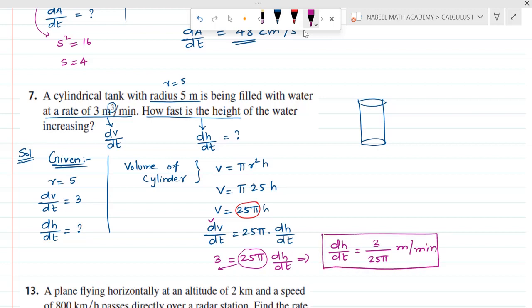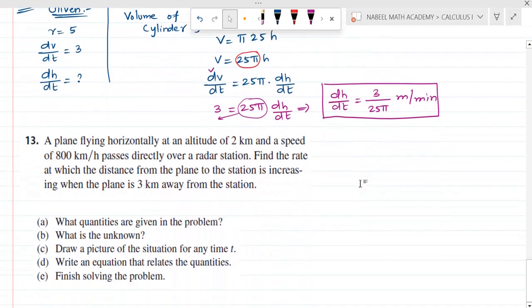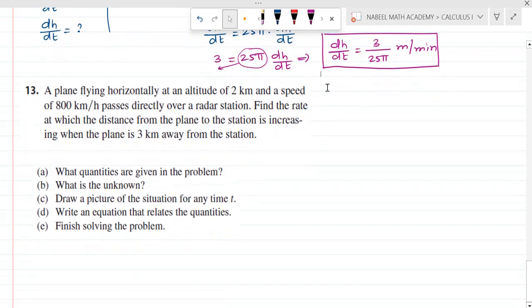So this is how fast the height of the water is increasing. All the information you have to gather from the question. All the things you will do from the question. Last question for this one here.